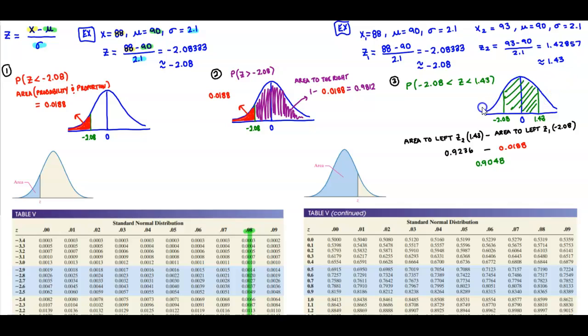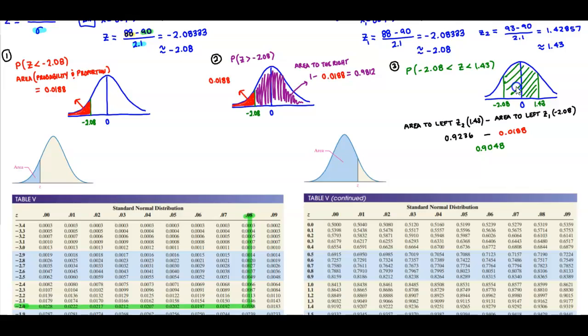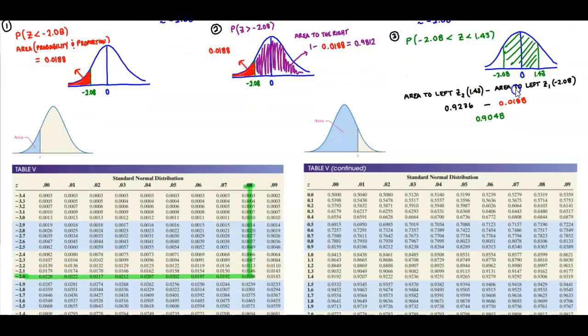Now, if you notice here, when we draw our bell curve, we want to find the area that's in the middle of those two values. In order to find the area that's in the middle, we need to take the area to the left of the larger z-score, which is z2, and then we're going to subtract the area to the left of z1 in order to get the area in the middle.